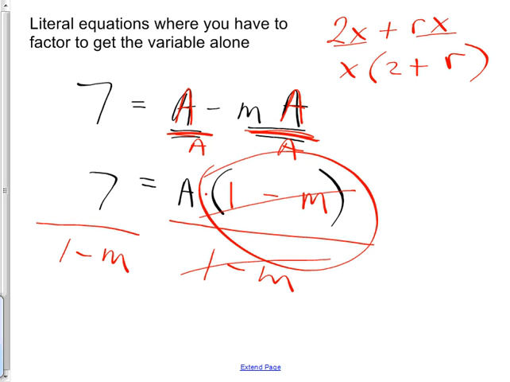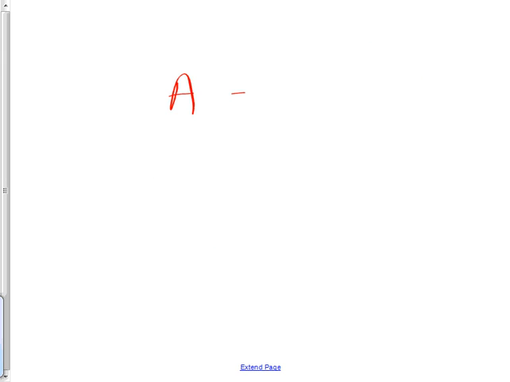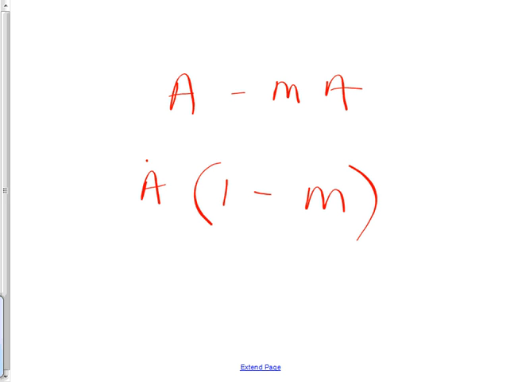All right, let me show you what I did again. A minus ma, and when I took out the a and put it out here and put in 1 minus m, the reason I know that's right is, watch. This times this gives me my a, right? This times this gives me my a times negative m makes negative ma. You see it? I know it's right.